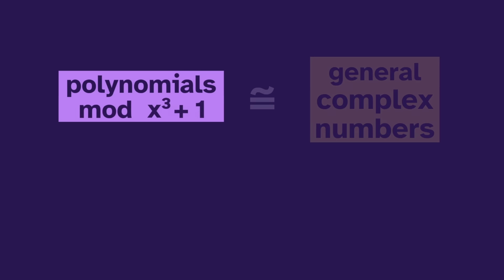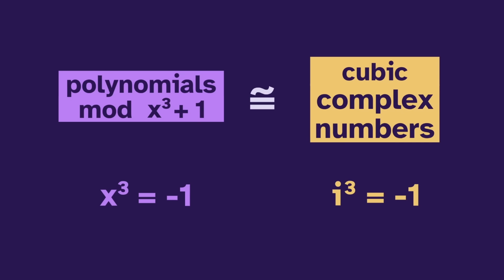What if we use x cubed plus 1 as the modulus? Casually, we set it to 0, meaning that x cubes to negative 1. It's like i, but with a cube. They're the cubic complex numbers. And this cube means that the system is 3D. So of course, let's make a 3D graph.